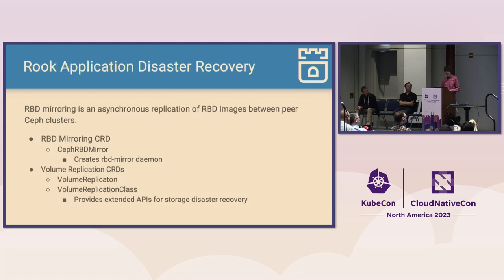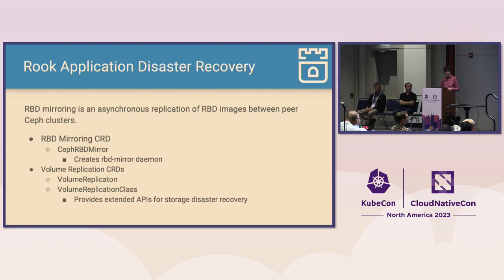So Rook has been really instrumental in helping the solution along. One of the Rook CRs, or CRDs, is a Ceph RBD mirror. Ceph has, and has had for quite a long time, the ability to do mirroring, which is the replication between Ceph clusters. So this is not one cluster, this is two clusters, and we're replicating via snapshot the data from one to another based on volumes or images. So that is coming out of Rook.